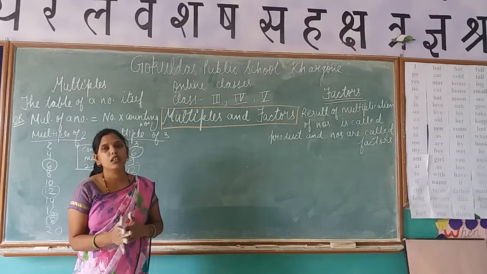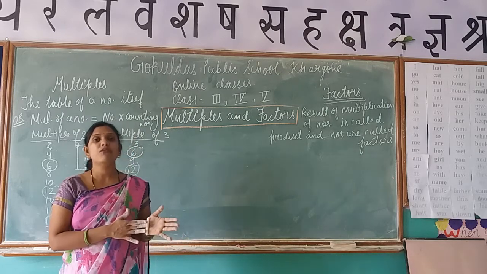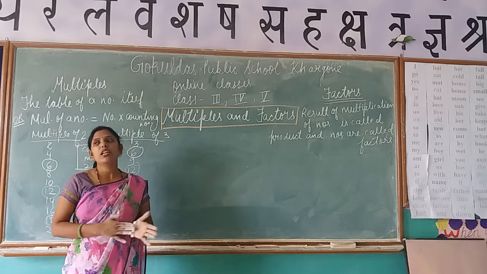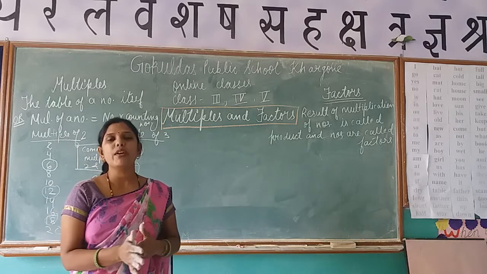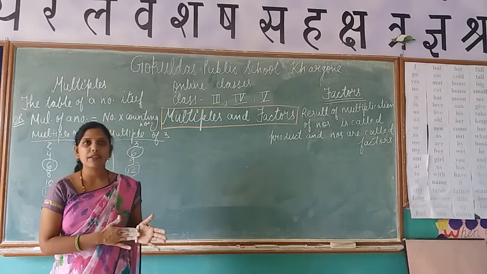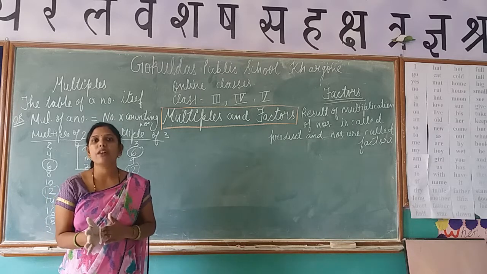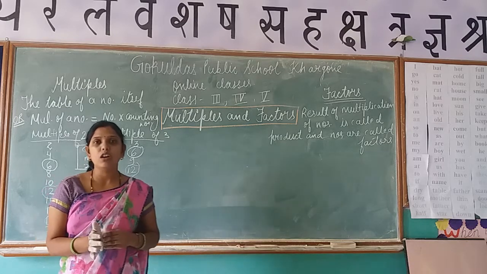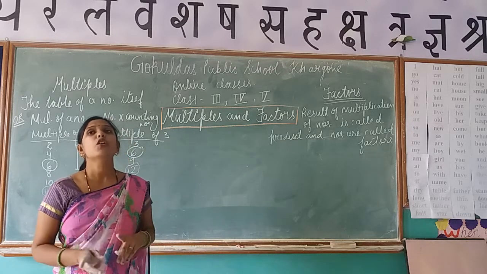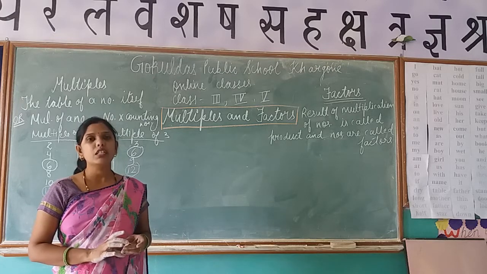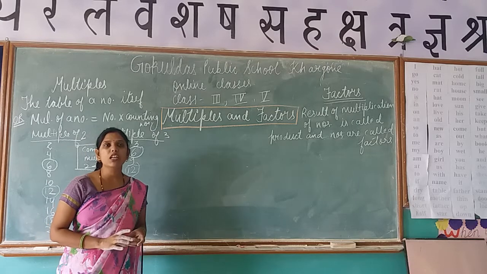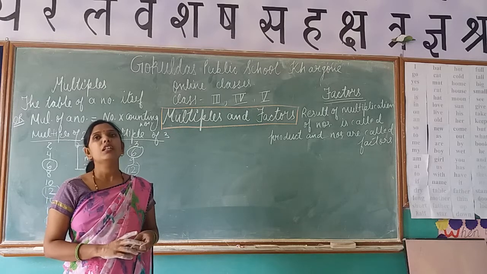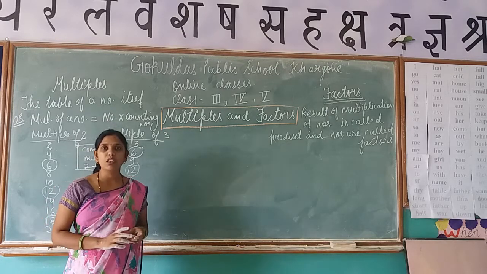A factor of a given number is a number that divides the given number without leaving any remainder. For example, if I divide 27 by 3, 3 divides 27 fully and the remainder will be 0. That means 3 is a factor of 27. In this manner we can find a factor by dividing the number, and if the remainder is 0, the number by which you are dividing the given number is a factor.